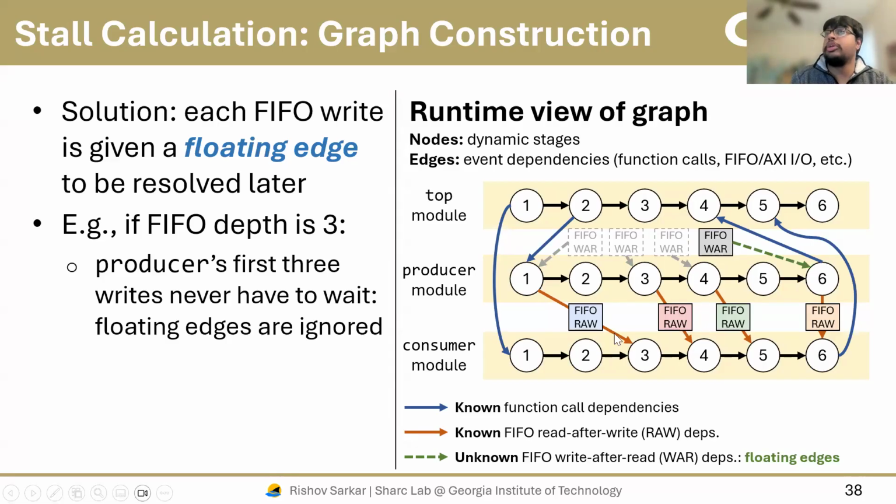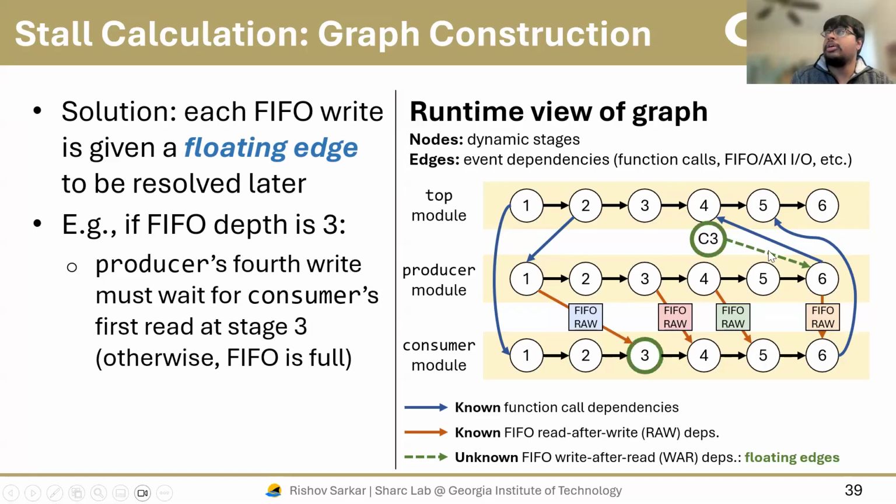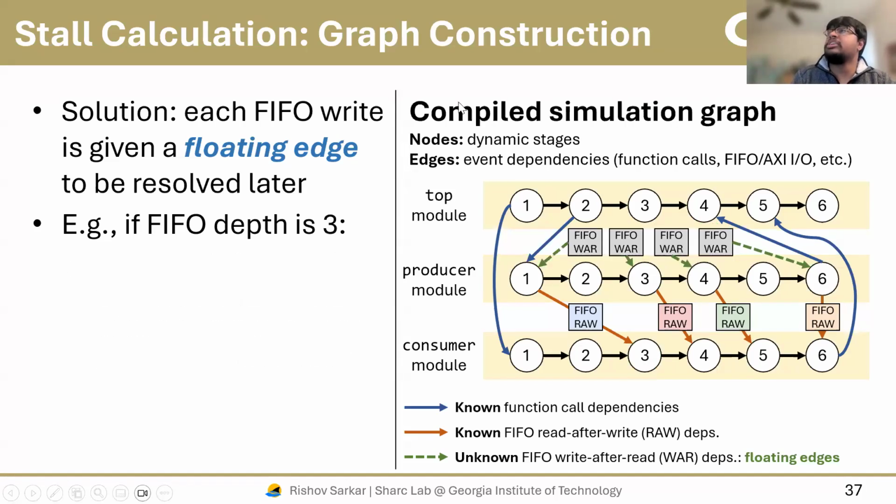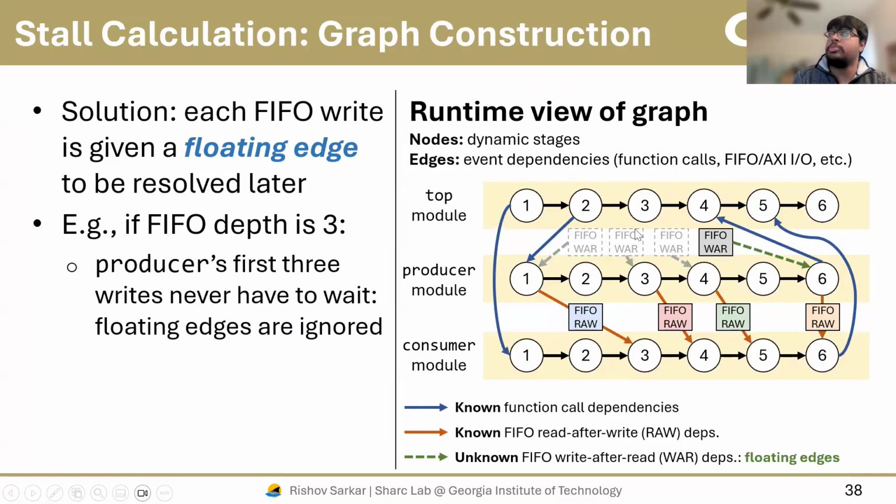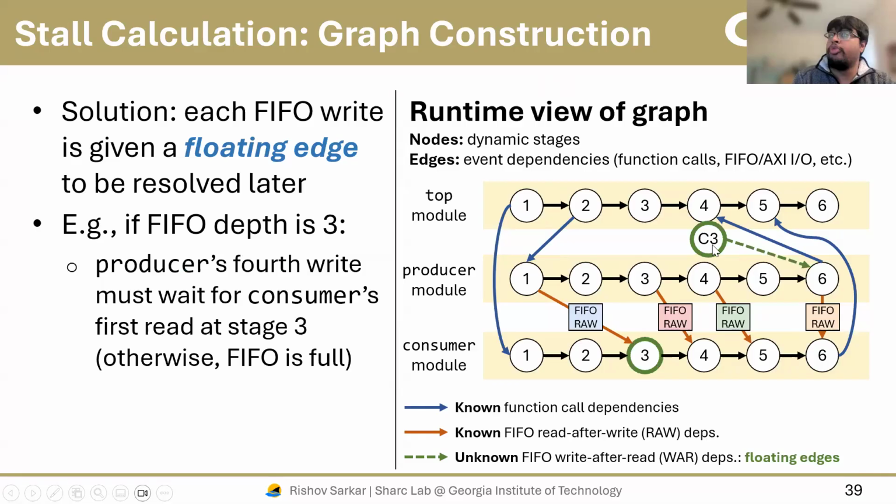But after the first 3 writes, the fourth write now has to wait for at least one element to be read, right? So we can draw an edge from the first read to the fourth write, or at least we resolve the edge. Notice that this is the compiled graph, and this is the runtime view of that graph. So I'm not actually changing the graph at all. I'm just changing how I look at the graph when I encounter one of these floating edges.